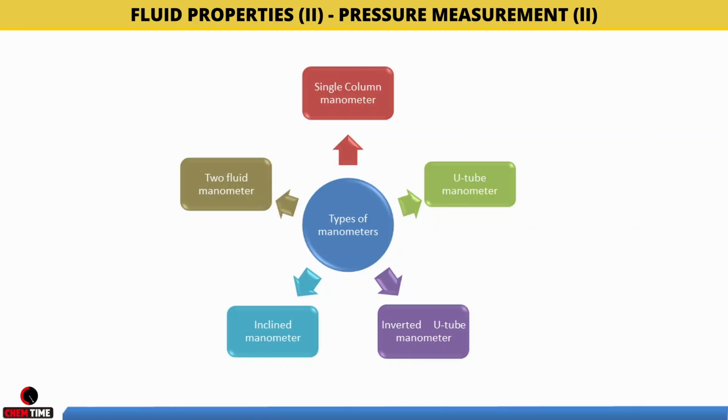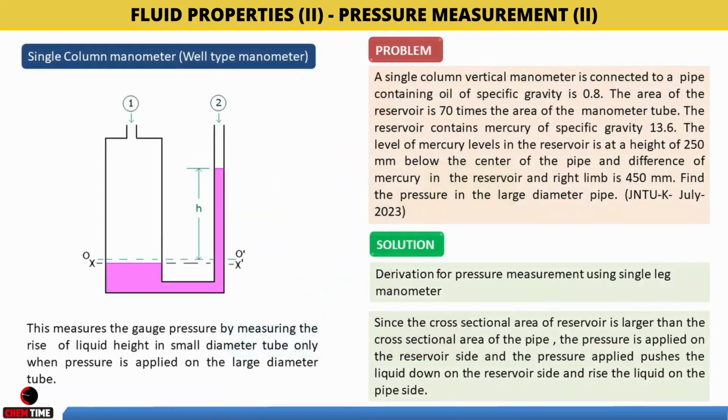Now, in this presentation, I am going to discuss the single column manometer and the U-tube manometer. The procedure that is going to be adopted is we derive the equation for the pressure difference and take a numerical problem and substitute the values given in the numerical problem to have a feel of the pressure differential. The single column manometer is meant for measuring gauge pressure by measuring the rise of liquid height in a small diameter tube when the pressure is applied on the large diameter tube.